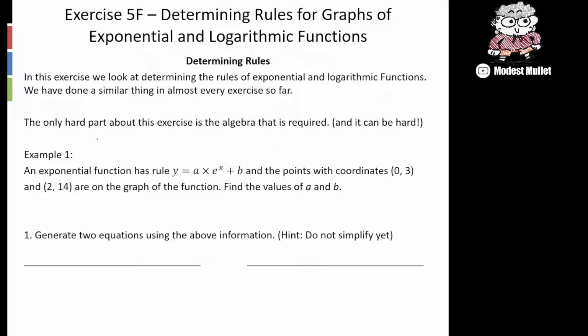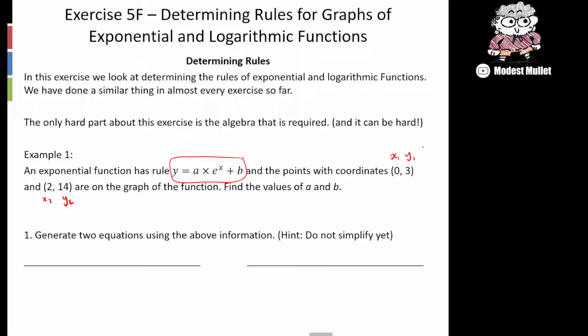So let's jump in. An exponential function has the rule y equals a times e to the x, plus b, and has the coordinates (0, 3) and (2, 14) on the graph of the function. Find the values of a and b. So what we're going to do first off is just substitute those points in. That's our x1, y1, this is our x2, y2. Sub them both into this equation of the form, we're going to get two equations.